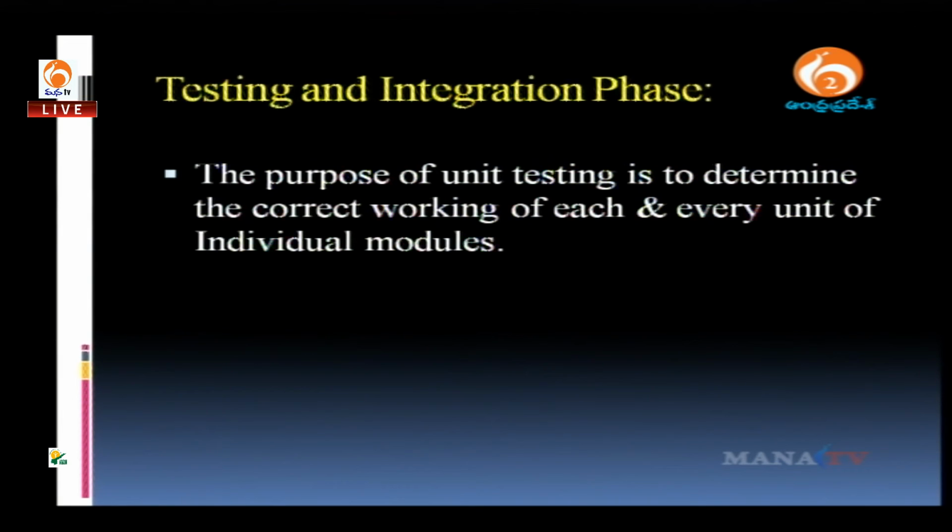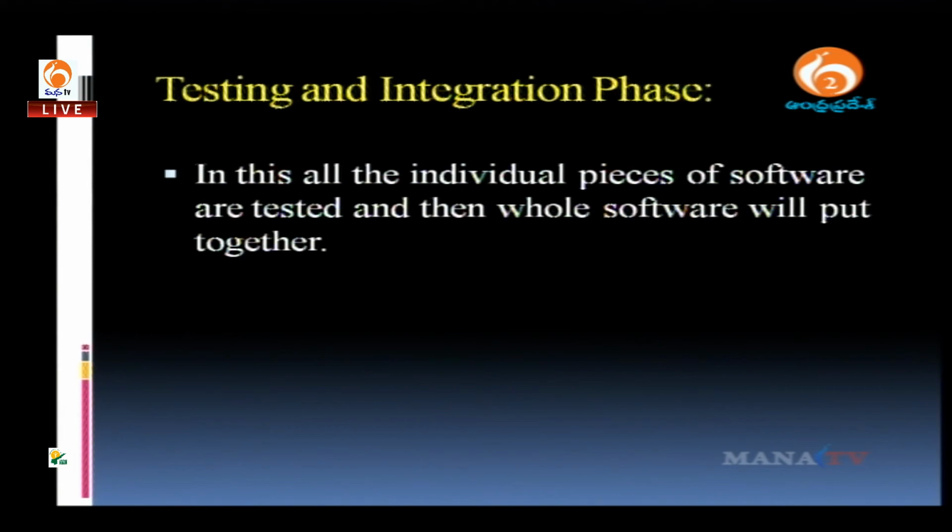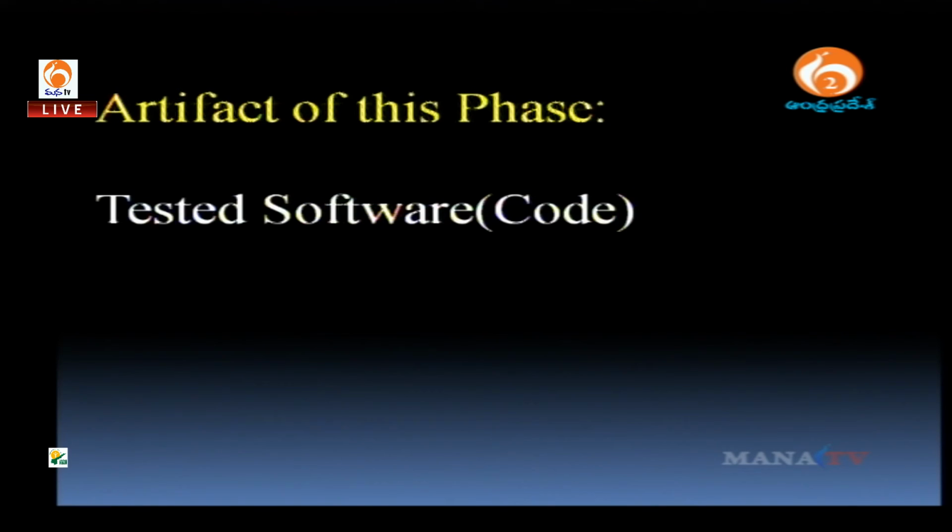So, here unit testing is to determine the correct working of each and every unit of the individual modules. In this, all the individual pieces of software are tested, and then the whole software will be put together. So, once the testing is done, we have tested the software code.